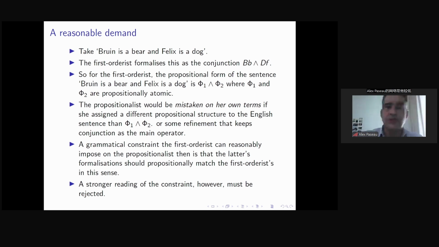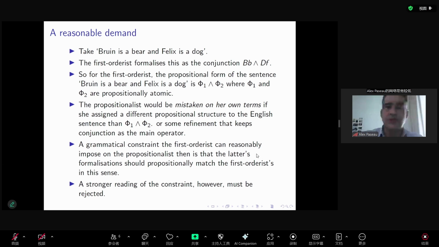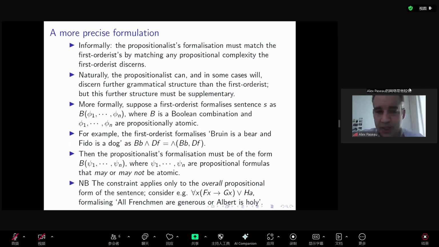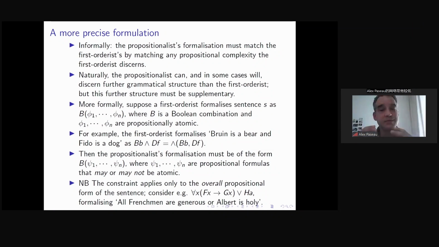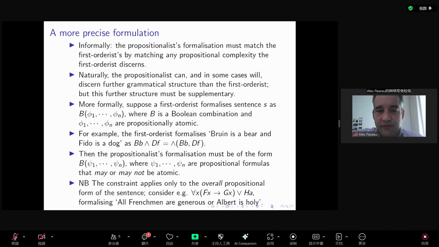So the idea is that the propositionalist formalization should be able to match the first orderist by matching any propositional complexity the first orderist discerns. That seems to be a fair criterion that doesn't load the dice in favor of one rather than the other. It seems that both of them can accept this. Of course, the propositionalists will, in some cases, discern further grammatical structure than the first orderist and vice versa, but this further structure must be supplementary. So, putting it a little bit more formally, suppose the first orderist formalizes sentence S as B(φ1, ..., φn), where B is a Boolean combination, and φ1 up to φn are propositionally atomic.